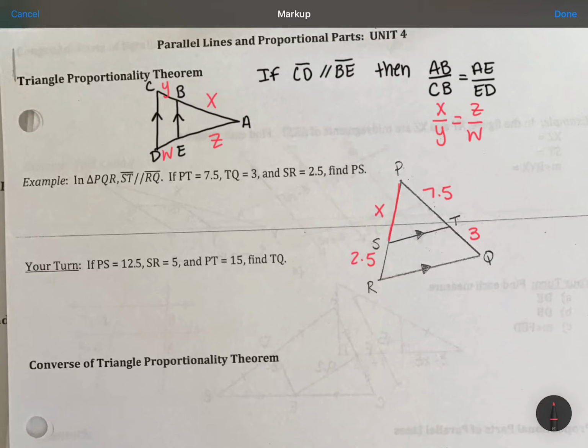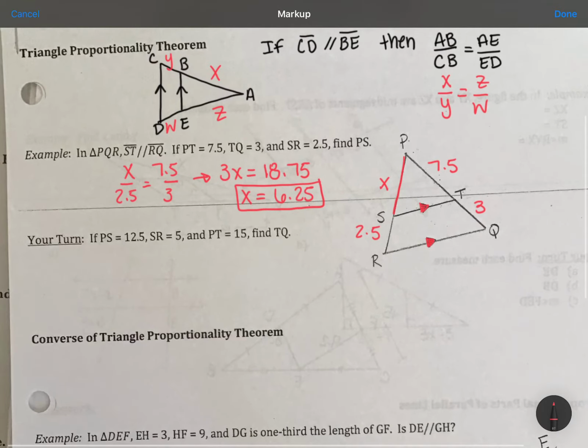So because these segments are parallel to each other, I can use the triangle proportionality theorem that says X is to 2.5 as 7.5 is to 3. So now I can cross multiply and divide. So 3 times X is 3X. 2.5 times 7.5 is 18.75. Divide by 3 and you get 6.25. And that's how easy that theorem is. As long as you have sides that are parallel, you can use this theorem.